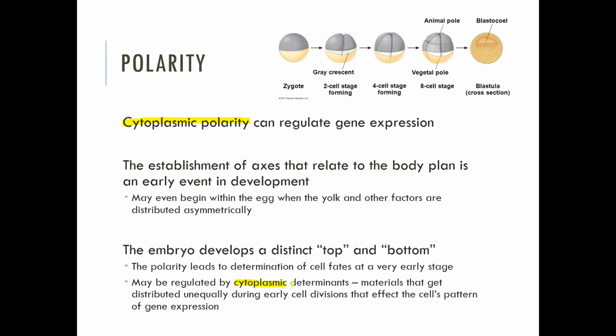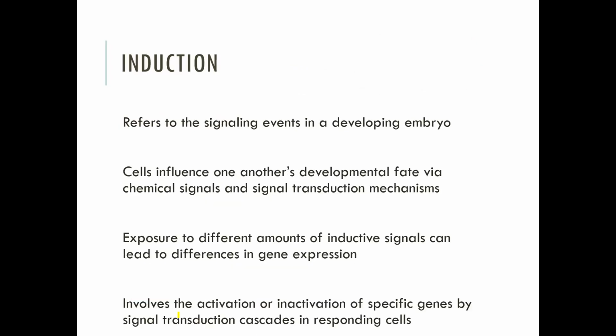And so these cytoplasmic determinants, once again, are just going to be chemical signals that are in the cytoplasm. And early on, when we have this early development, they are distributed unequally. So the fact that there are more of them in certain locations and less of them in other locations will affect the pattern of gene expression.